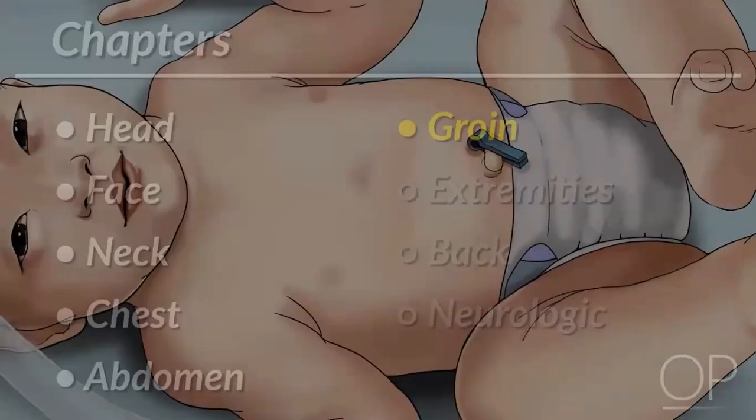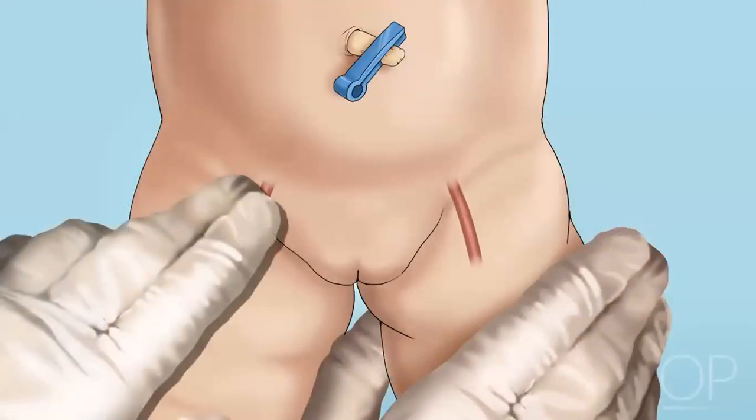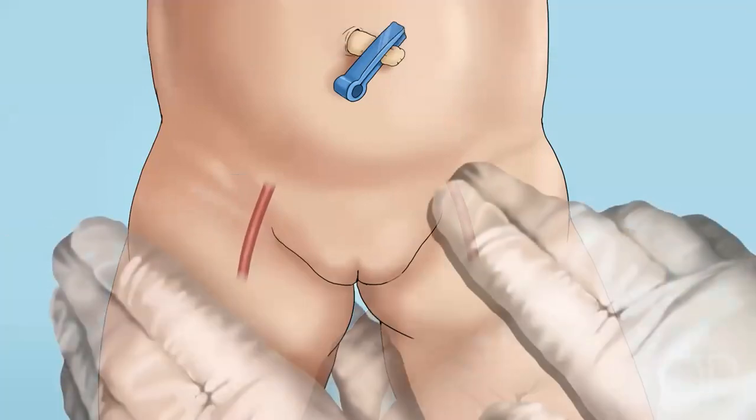Groin. Unfasten the infant's diaper. Assess the femoral pulses by placing your fingers along the crease between the thigh and the diaper area. So it is the femoral artery, right? We can feel the femoral pulsation with a finger. Don't push too hard. It may take several minutes before you can feel a steady pulse on both sides.